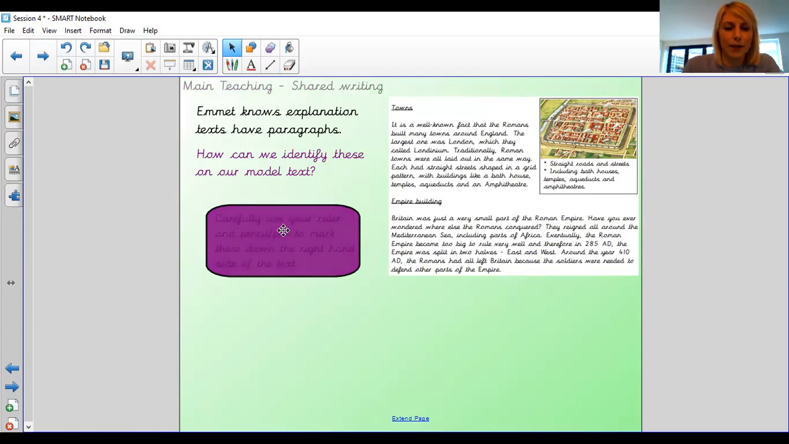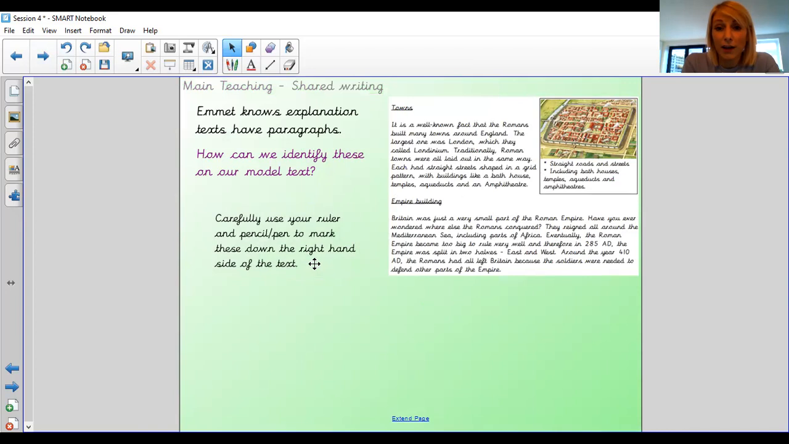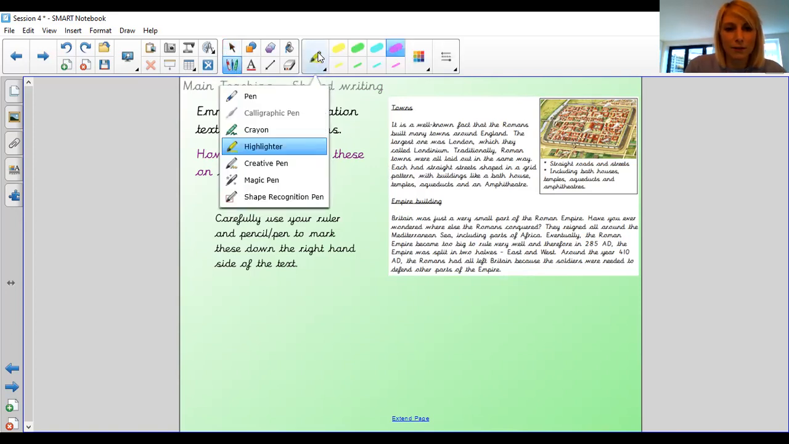Let's have a look then. So we're going to use a ruler and a pencil or pen, whatever you've got at home, to mark down the right-hand side of the text, okay? I might actually do it on the left here because it's probably a bit easier for me, but right or left, it's up to you, as long as you're showing how we are using paragraphs.